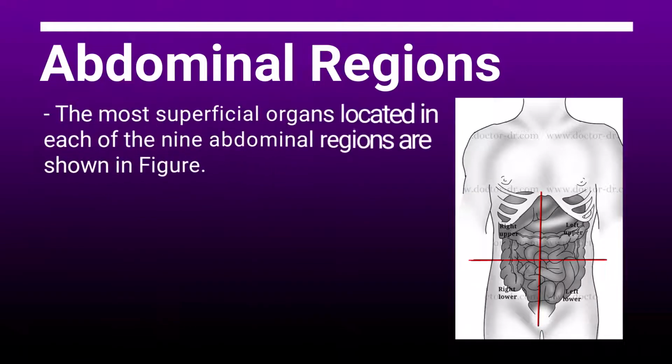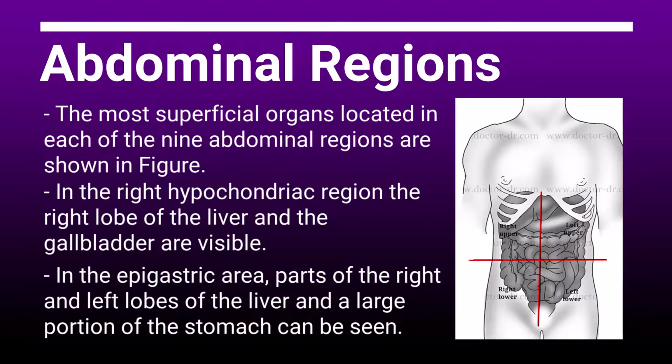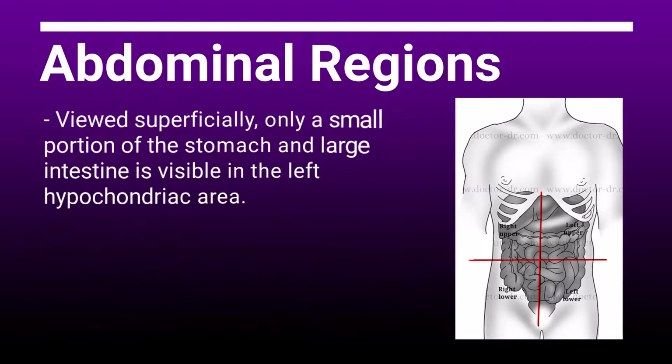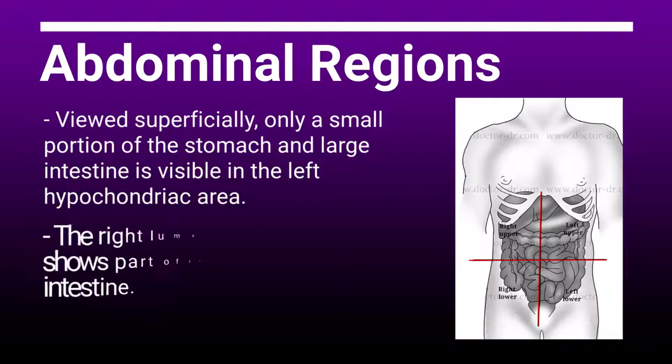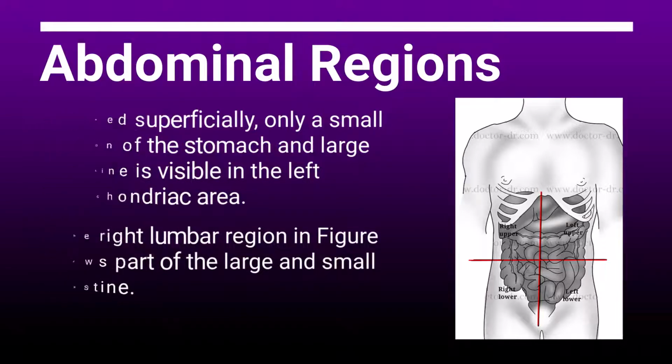The most superficial organs located in each of the 9 abdominal regions are shown in this figure. In the right hypochondriac region, the right lobe of the liver and the gallbladder are visible. In the epigastric region, part of the right and left lobes of the liver and a large portion of the stomach can be seen. Viewed superficially, only a small portion of the stomach and large intestine is visible in the left hypochondriac region. The right lumbar region in this figure shows part of the large and small intestine.